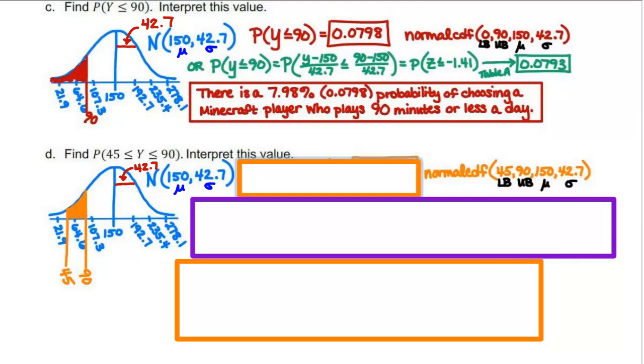Normal CDF, lower bound of 45, upper bound of 90, mean of 150, standard deviation of 42.7. Close your parentheses. Remember to separate each of these numbers by a comma. That should be just above your 7 key. That's where the commas are.